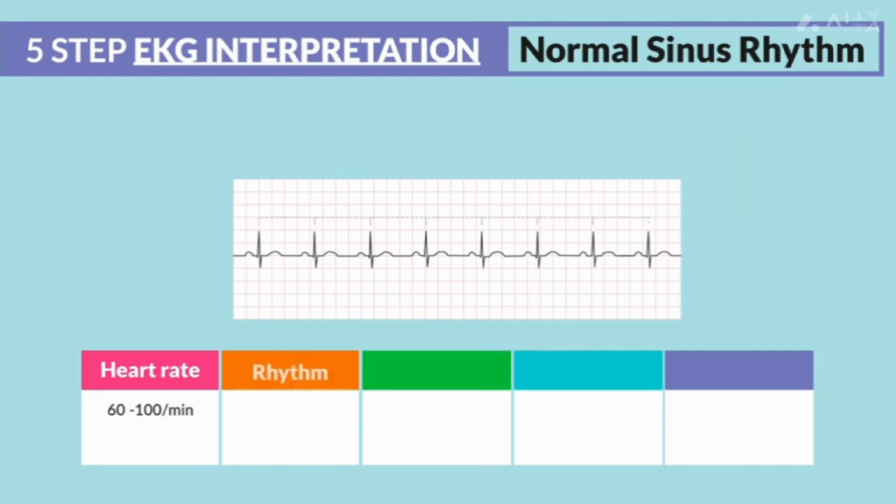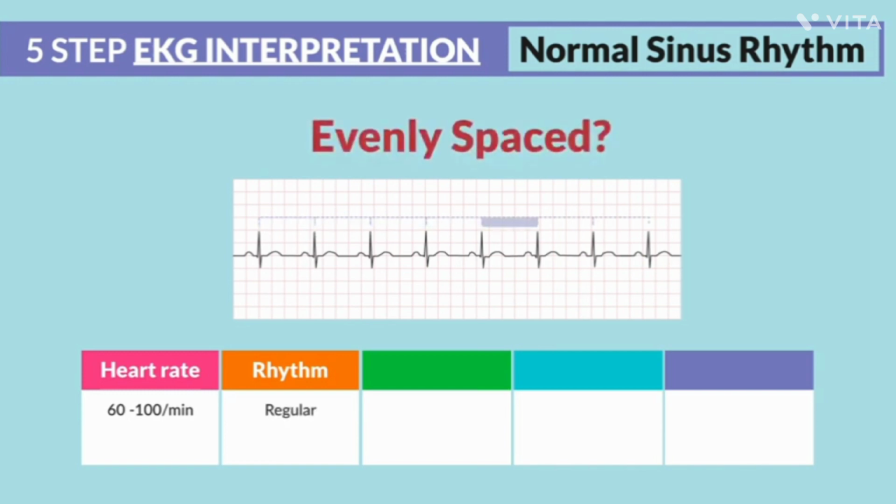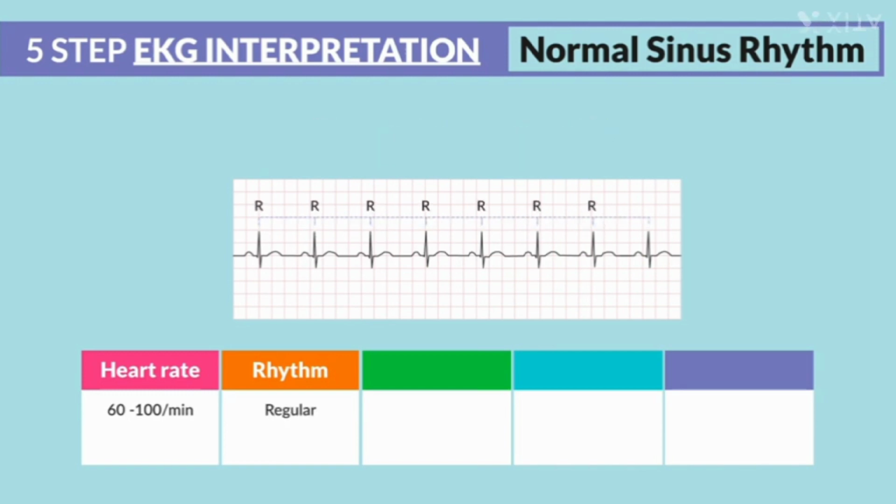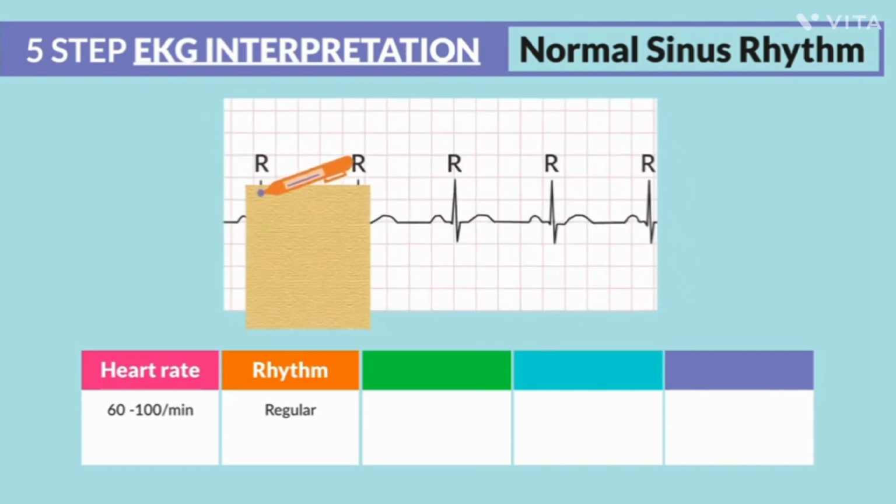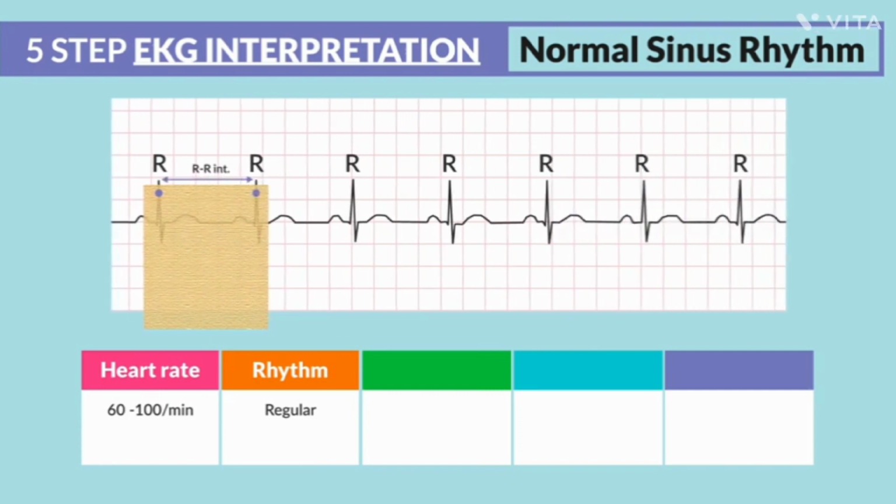Step number 2 is the rhythm. It should be regular and evenly spaced apart. So look at the R peaks and see if they're evenly spaced apart. To quickly measure this, just simply grab a paper, mark 2 R peaks, and then just move the paper over to see if it's evenly spaced.